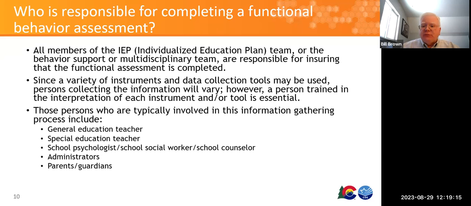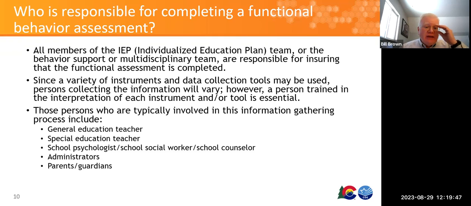So who is responsible for conducting a functional behavior assessment? Within your IEP team, anybody on your IEP team that is trained to conduct a functional behavior assessment can conduct it. Generally speaking, it might be a mental health person or a special education teacher that's in charge of that functional behavior assessment, making sure that all the parts and pieces get collected.